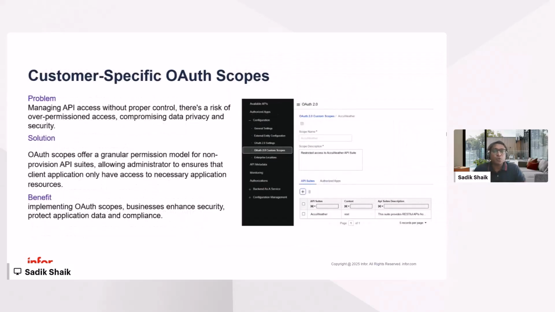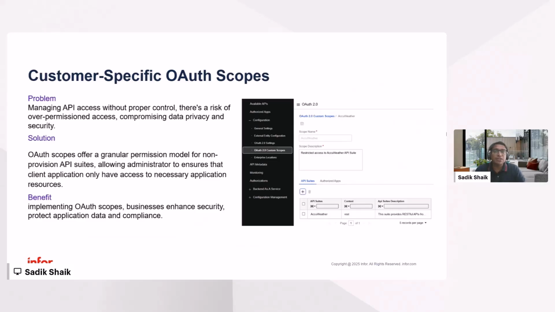So the first one is custom specific OAuth scopes. So as we said, API Gateway is the central entry point for all API communication. It provides a very secure and strict authentication and authorization framework, wherein all the user communication need to carry a valid bearer token. But this is not sufficient to safeguard or restrict the access to a particular API suite. And scopes provide you that granular level of access control.